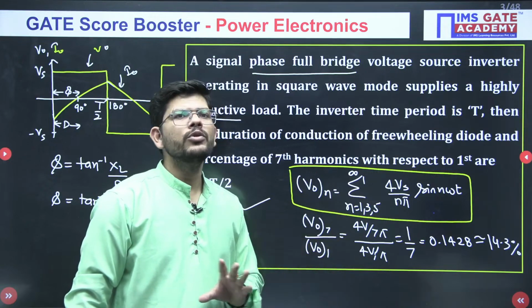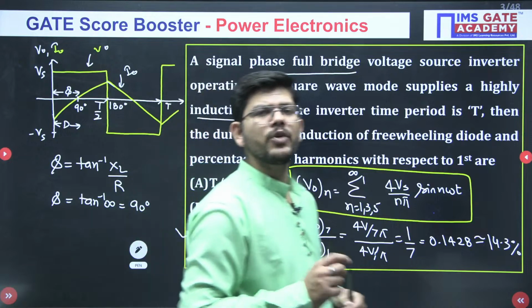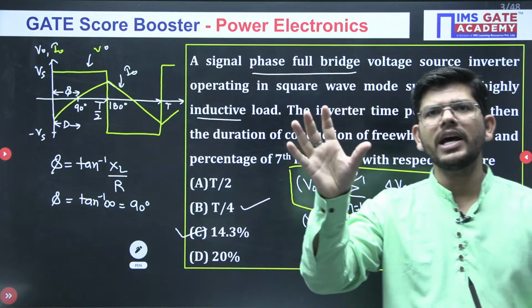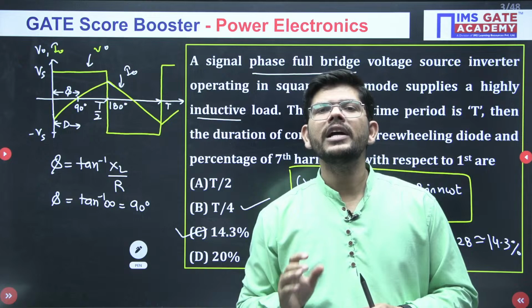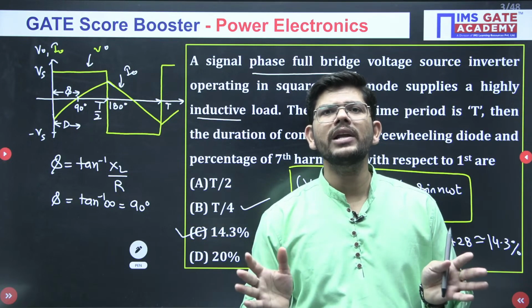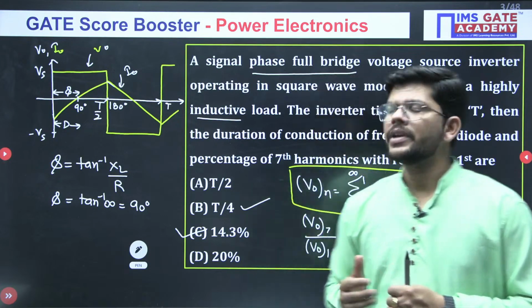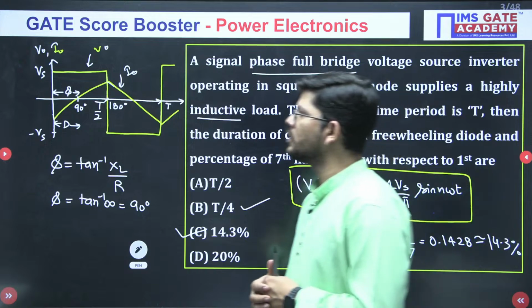So next time onward, you don't have to write the expression. Just remember this fact: if you have to calculate the ratio of a particular harmonic with respect to the fundamental, it will be simply 1 by n, where n is the particular harmonic about which we are talking. So this is how you can solve these kinds of questions.